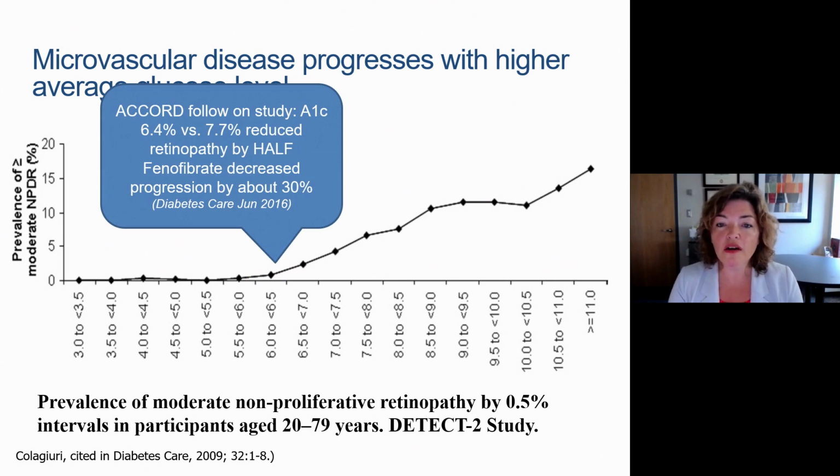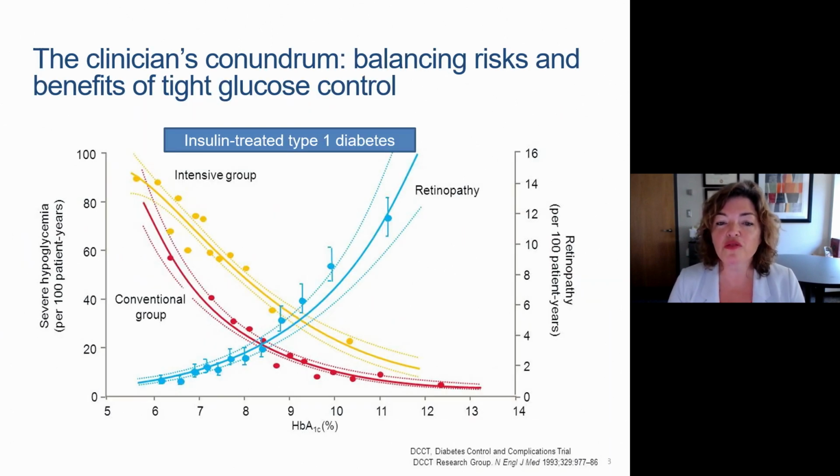I will say that glucose, as we'll talk about, is not the only part of the story. We do find that since glucose is elevated, triglycerides are also elevated, which probably also make an impact. In fact, the ACCORD study did show that fenofibrate decreased this progression. So it's not just about glucose, but glucose is the tying hypothesis.